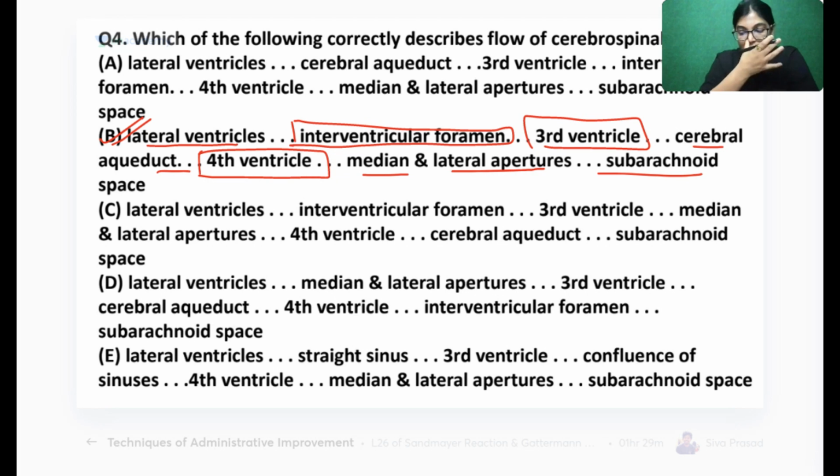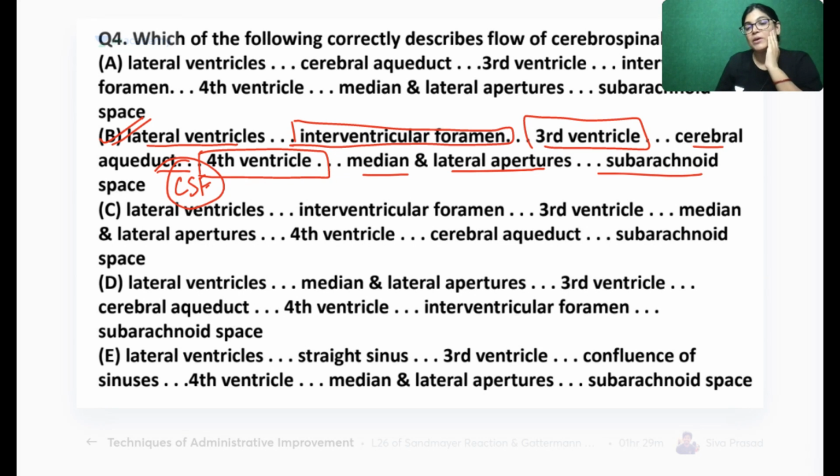Lateral ventricle, interventricular foramen of Monro, third ventricle, third to fourth ventricle via the cerebral aqueduct. The fourth ventricle has 2 openings in its roof. What is the name of those 2 openings? The 2 openings lying in the roof are the median and lateral apertures, and from the lateral and medial apertures it will reach the subarachnoid space, and the subarachnoid space contains cerebrospinal fluid. So B option is perfectly right, and many of you have given the right answer.